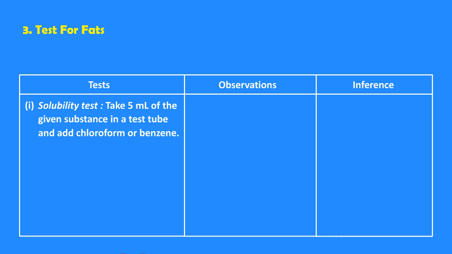Tests for fats. Solubility test: take 5 ml of the given substance in a test tube and add chloroform or benzene. Substance dissolves: fat present.